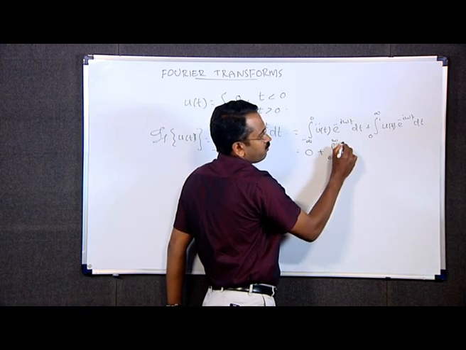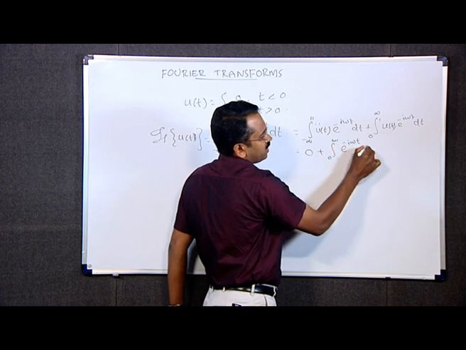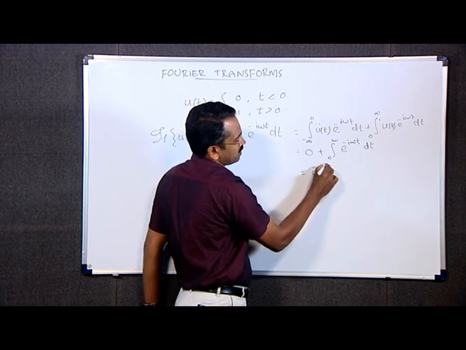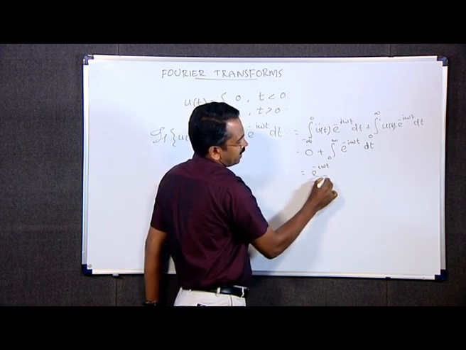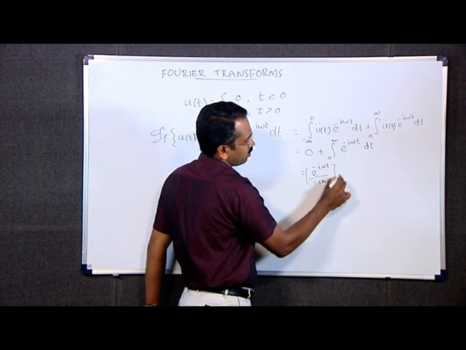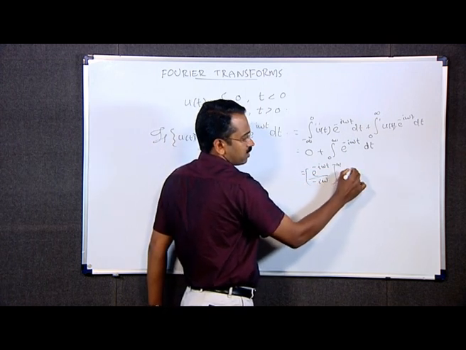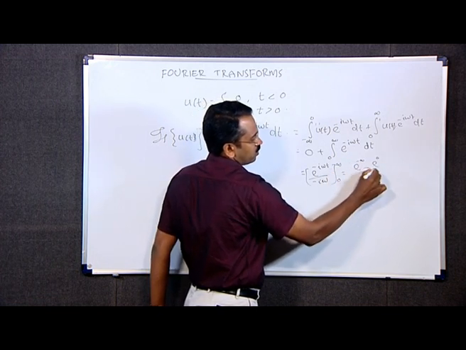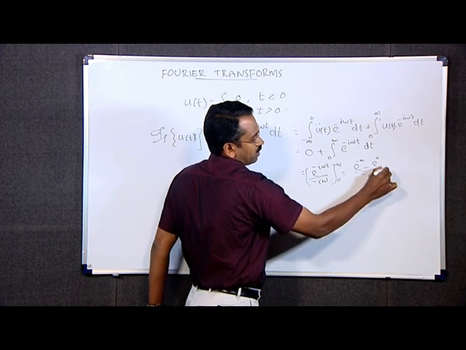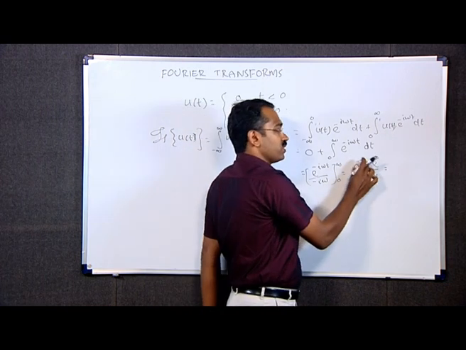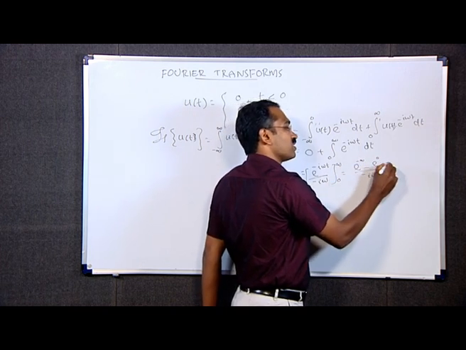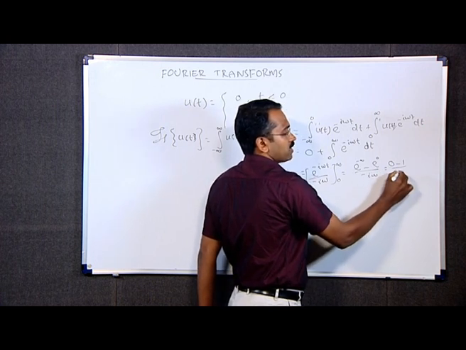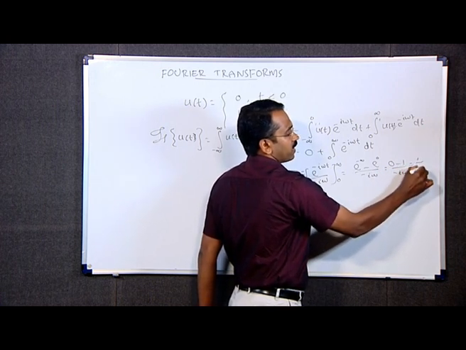Therefore, the integral from 0 to infinity of e raised to minus i omega t dt. On integration we get e raised to minus i omega t divided by minus i omega between the limits 0 and infinity. That is e raised to minus infinity minus e raised to 0, divided by minus i omega. E raised to minus infinity tends to 0, minus e raised to 0 is 1, divided by minus i omega, that is 1 by i omega.